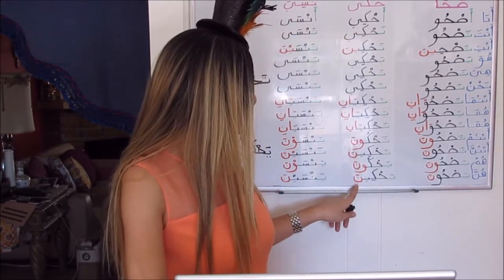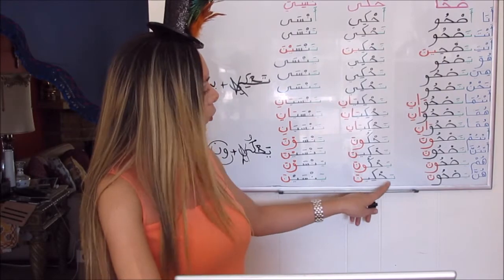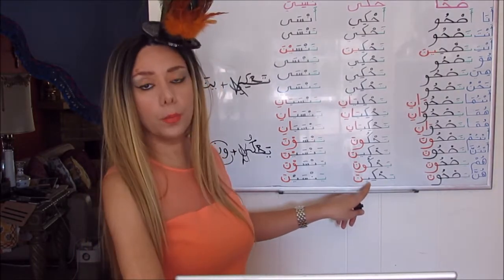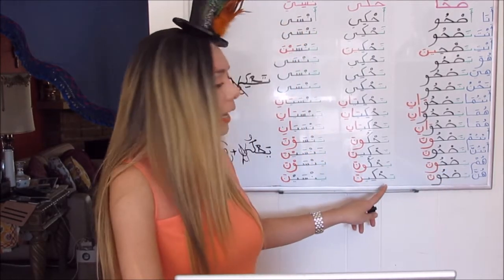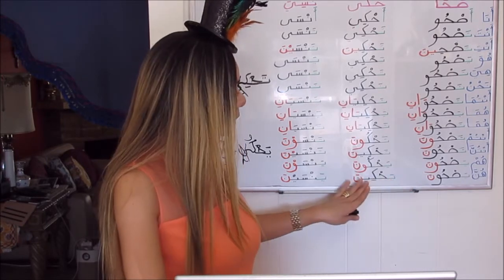So for hunna, third person plural feminine, the suffix noon is appended to yahki. So prefix, stem, suffix. Simple. Resulting in yahkina. Nothing fancy. It's just clear. No omission, nothing.